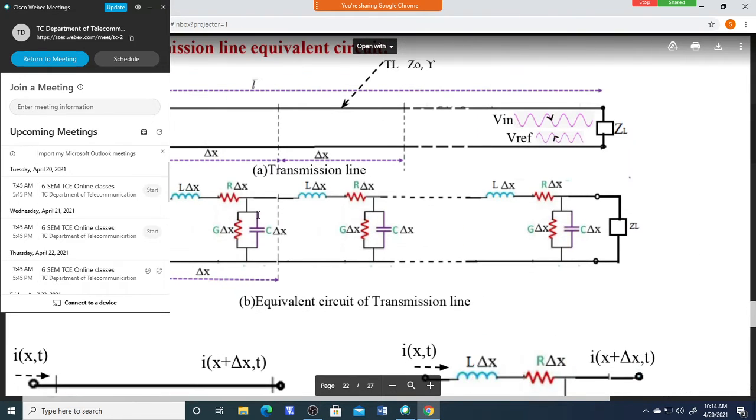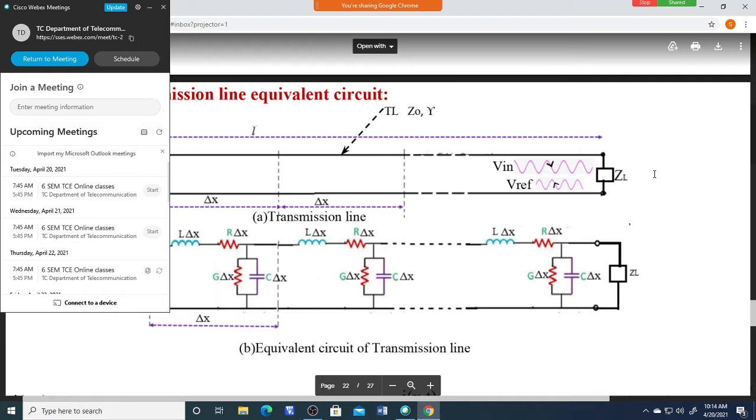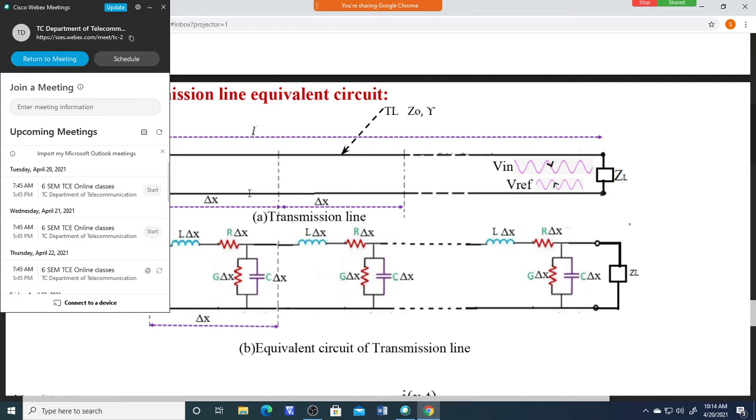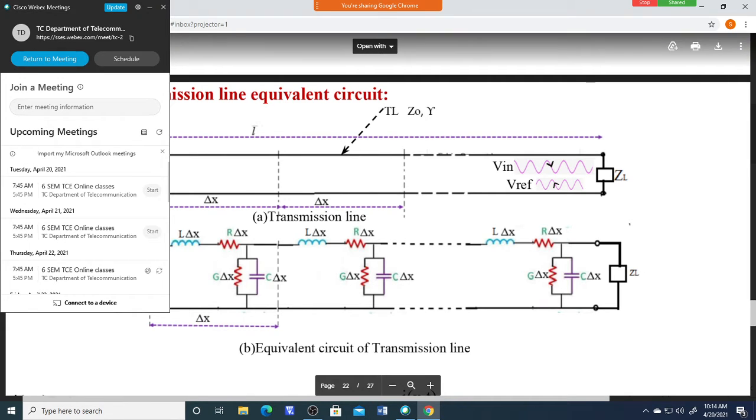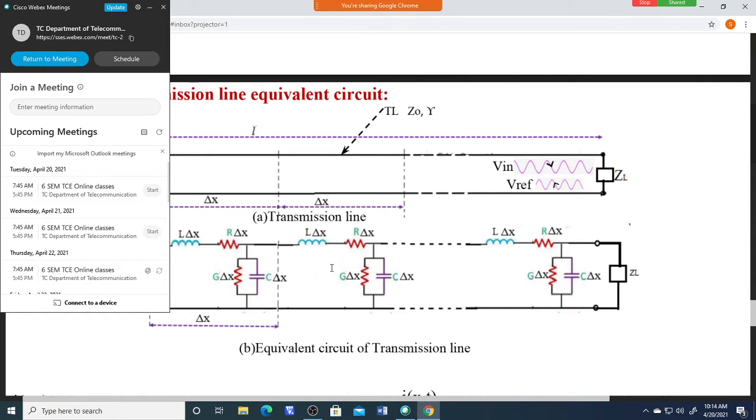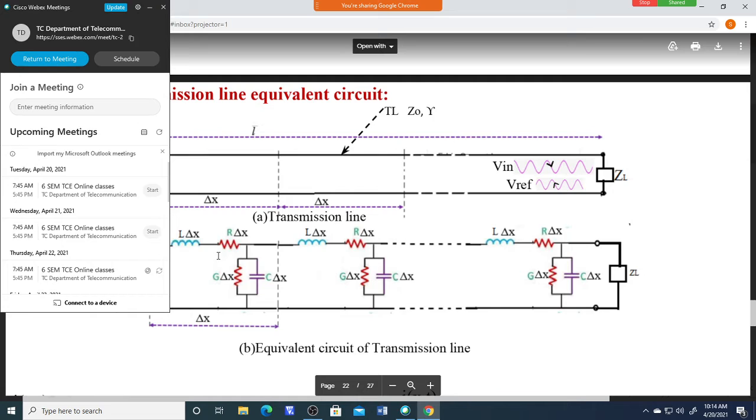So automatically, if you divide that overall length into small elemental lengths, delta x tends to 0. This is represented by one section like this, and this is represented by another section like this. The overall transmission line, which is what we use as an interconnect for connecting purposes, looks like a cascade connection of circuits like this. This is one circuit, representing this delta x. Similarly, this is the next delta x, connected to the next circuit here. Like that, it is a cascade connection of these networks.